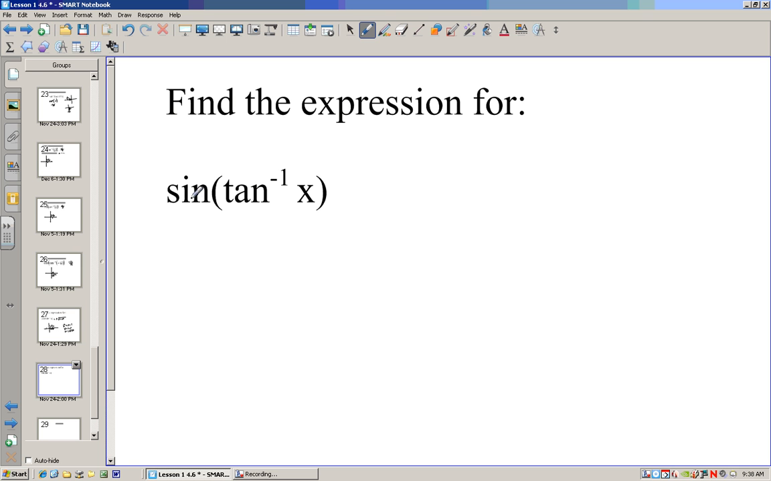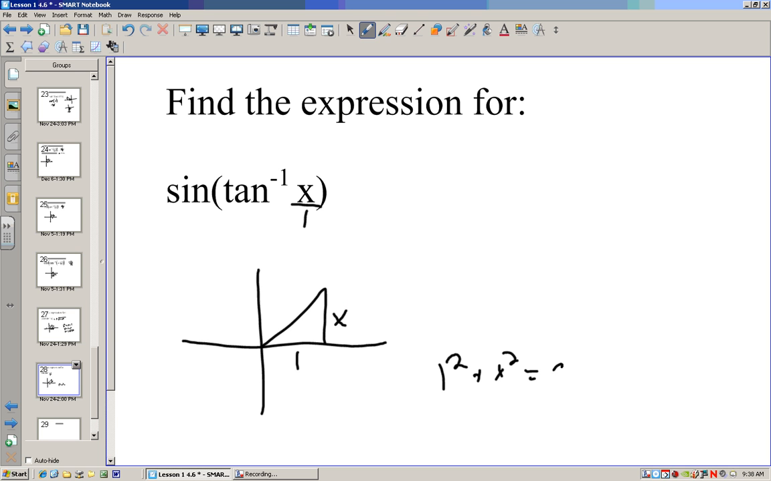All right, let's try it again for sine of inverse tangent of x. So tangent is opposite over adjacent. So x, because x is like x over 1. And now to find the hypotenuse, I do 1 squared plus x squared equals c squared. Square root both sides. So I have plus or minus the square root of 1 squared plus x squared equals c, which is just the square root of 1 plus x squared.